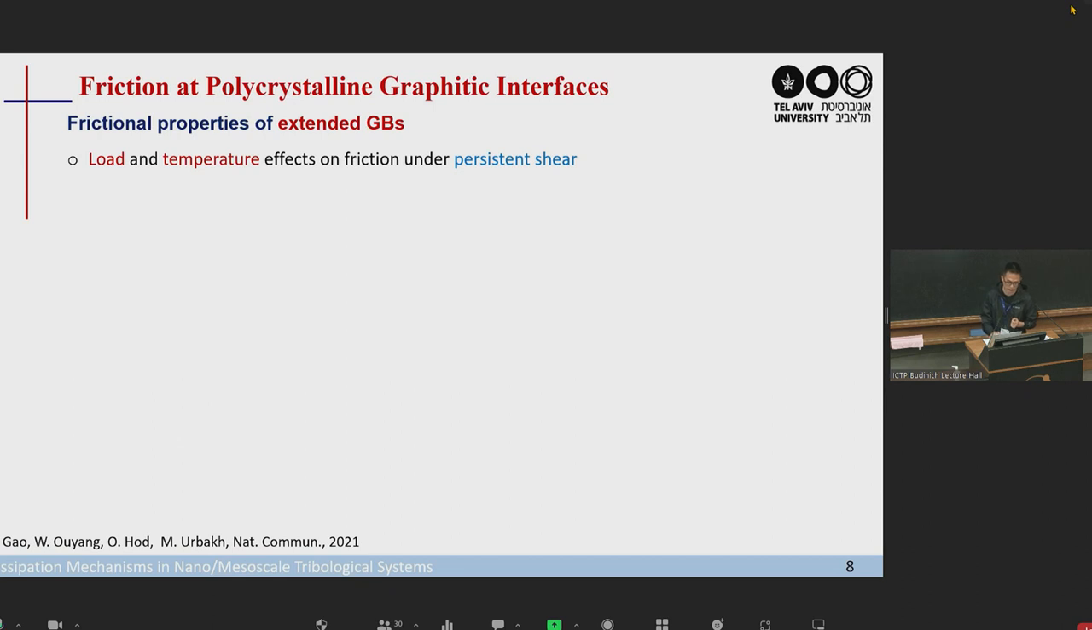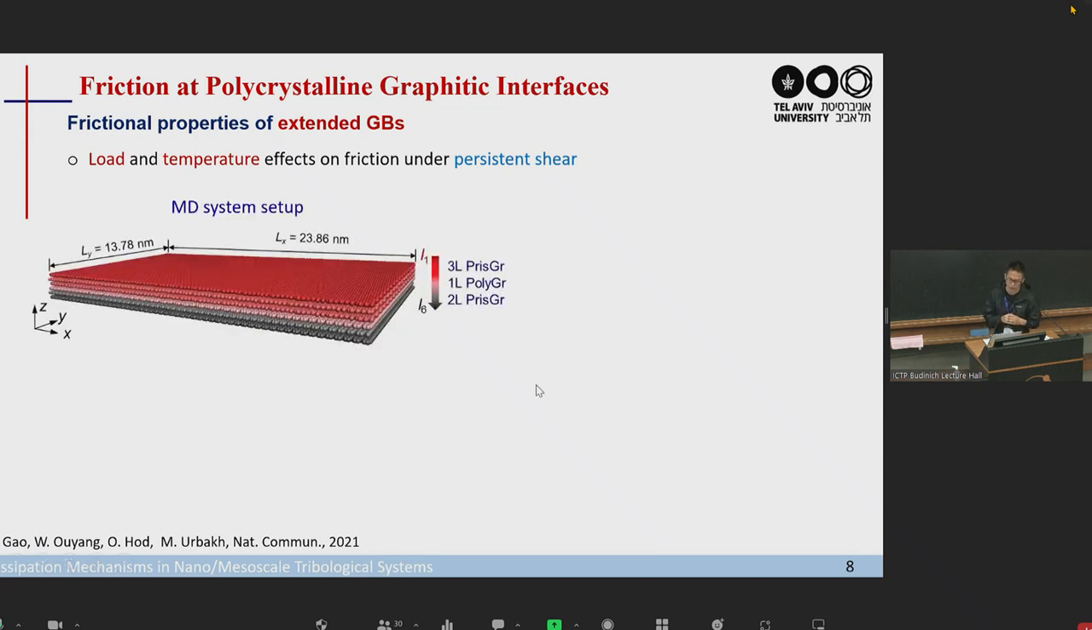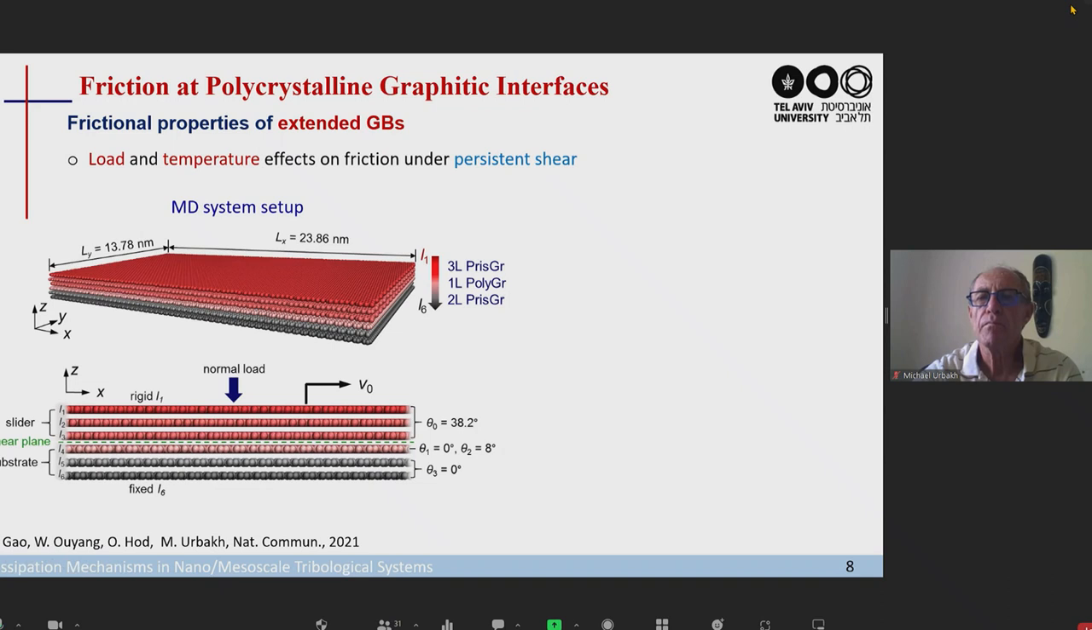After knowing the frictional behaviors of these individual protrusions, we consider practical applications. A more common scenario is that these polycrystalline materials undergo persistent shear and work under different load and temperature conditions. To investigate the frictional behaviors of grain boundaries under these conditions, we built a fully periodic simulation system. It consists of a three-layer crystalline graphene slider atop one-layer polycrystalline graphene, which is supported by another two crystalline graphene layers. This picture shows the side view of the system.